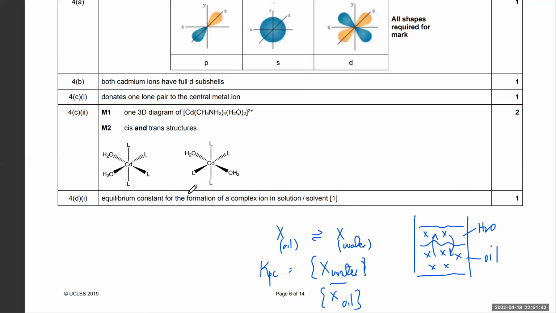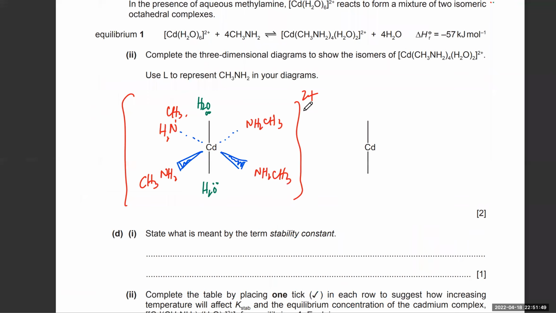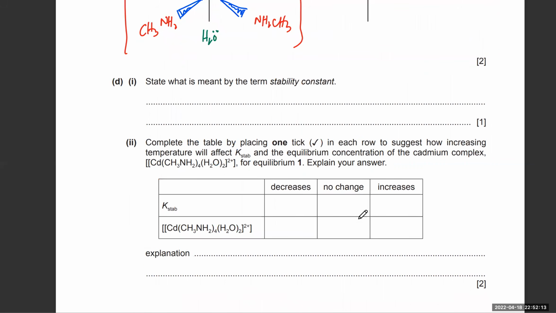But this one is the equilibrium constant for the formation of a complex ion in a solution. In any aqueous solution, if you do ligand exchange and another complex ion is formed, this is a reversible reaction. The Kc, product over reactant, is basically your stability constant. When it has a bigger value, that means ligand exchange will happen. When it's a very small value, the ligand exchange will not happen. So that is the stability constant.